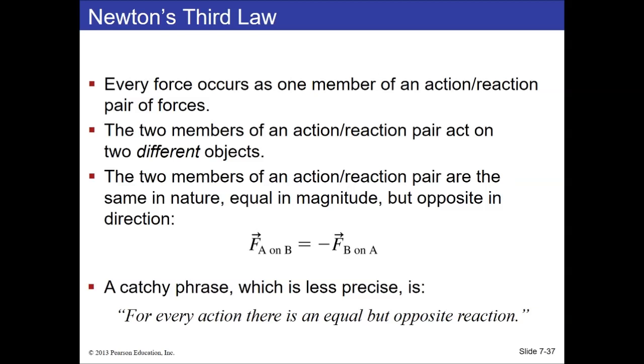And that is equal to minus F of B on A. So in this case, A is the object and B is the agent. Okay, so this is a vector equation. The magnitudes are the same. The negative sign means opposite in direction.